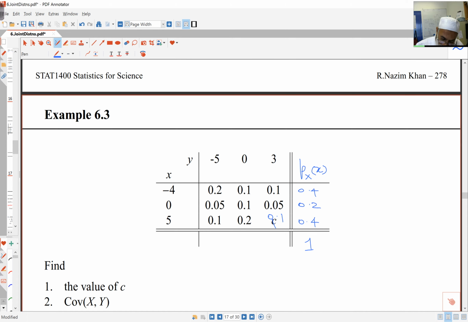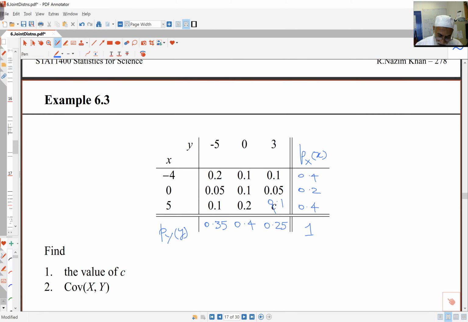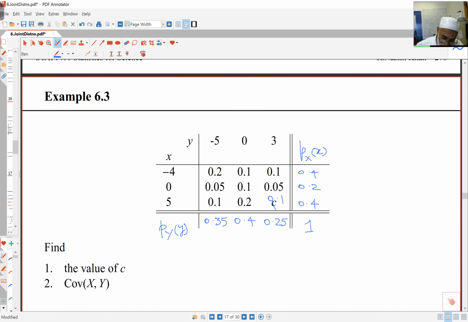That's just the first part. 0.2, 0.3, this is 0.35. That's 0.4, and that's 0.25. So the whole thing adds to 1 as we expect it to. So here, because I'm adding, the values of y are over on the top, down here I'll get the probability mass function for y. So to work out the covariance, first of all we require the mean of x and the mean of y. Let's start working this out.